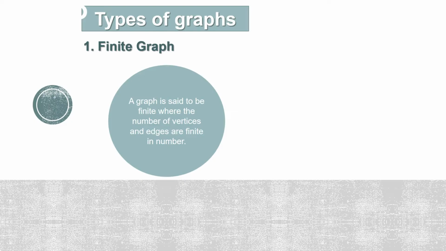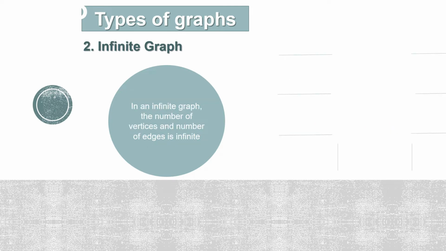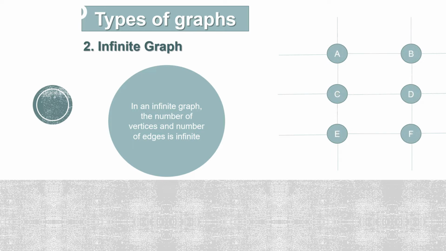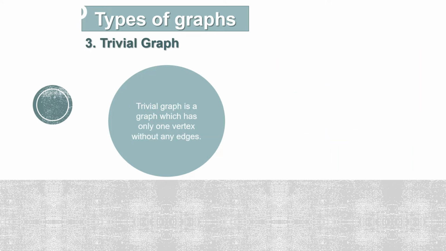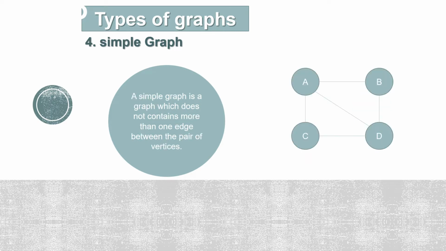Next is types of graphs. Number 1, finite graph. A graph is said to be finite when the number of vertices and edges are finite. An infinite graph has an infinite number of vertices and edges. Trivial graph is a graph which has one vertex without any edges. A simple graph is a graph which does not contain more than one edge.